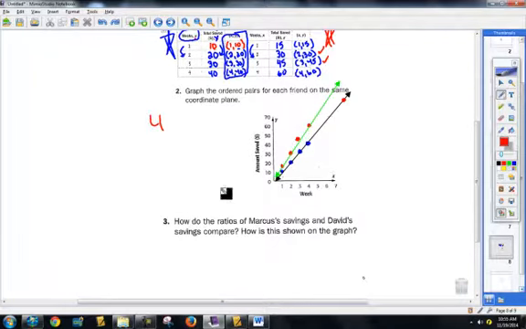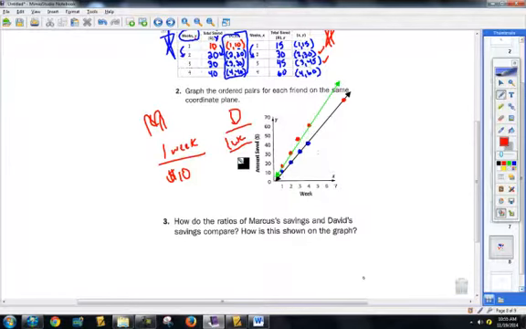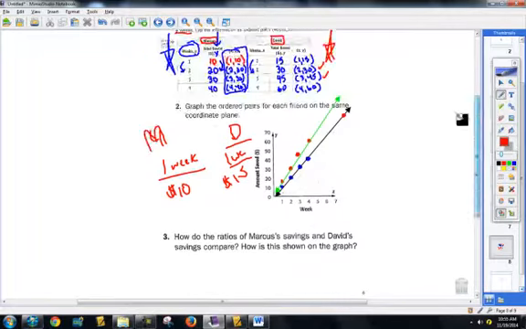Okay, so the ratios are comparing because Marcus, his ratio is showing for 1 week he is going to save $10. Whereas David is 1 week he's saving $15. So obviously he's going to save more money in a shorter amount of time than Marcus. Okay, let's go on to the next page.